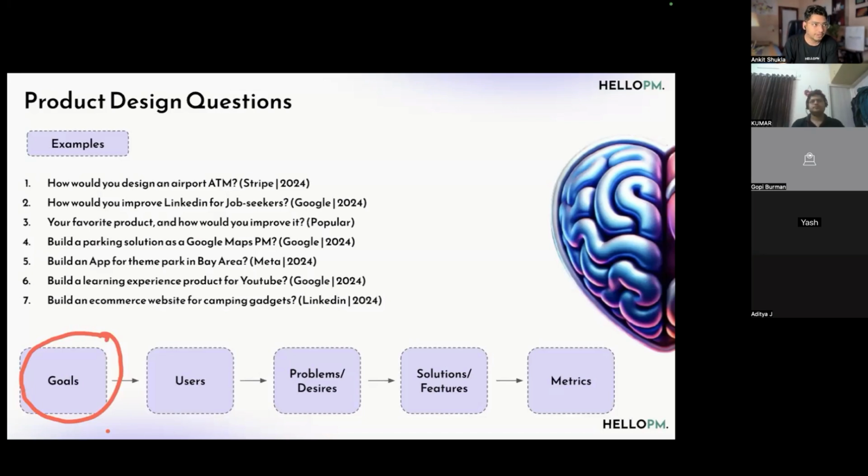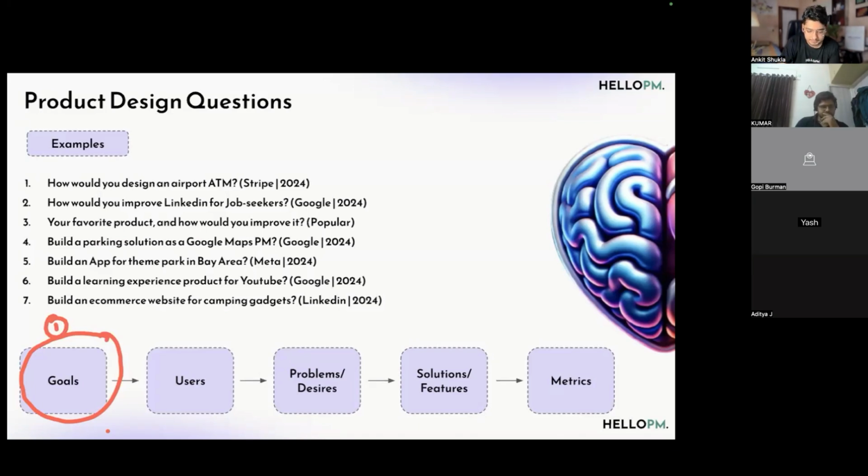Now, after you have asked a clarification question, the first thing that you need to understand is what is the goal? What is the goal of this improvement? Is it more number of users? Is it more revenue? Is it more market share? And try to understand the company goal behind this. If they do not tell you the company goal, you can assume one and you can tell them. Okay, be very clear and very vocal about your assumptions.